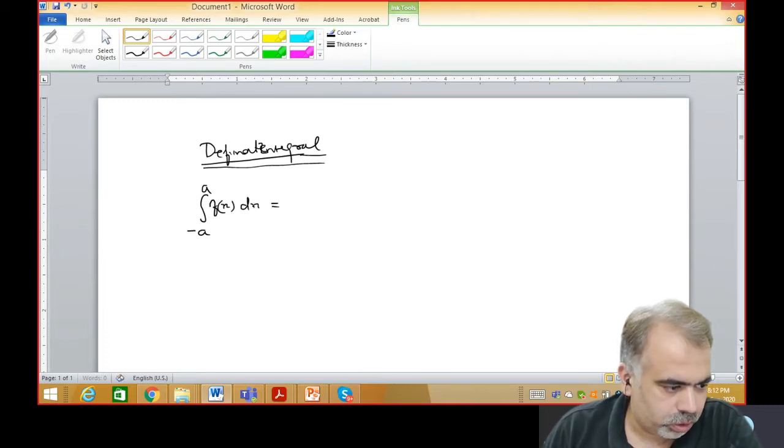This property is very common, and it is also named the odd even property. Now what is the odd property, what is the even property, I will tell you.